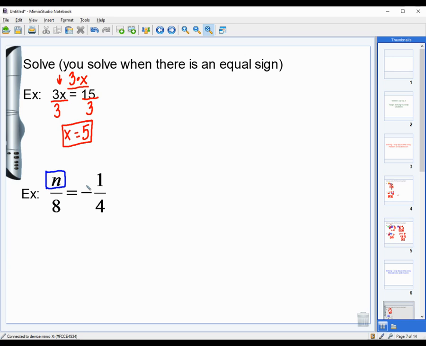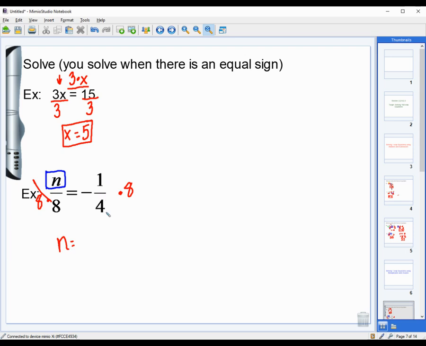Okay, so in order to do this problem, we have to ask ourselves, what is going on right here? Hopefully, you guys are aware that this is, in fact, division. So this would be n divided by 8 is equal to negative 1 divided by 4. So since we are dividing, we're going to need to do the opposite. Okay, what is the opposite of dividing? Multiplication. Okay, this would be multiplication. Okay, so this over here is just going to leave us with n.